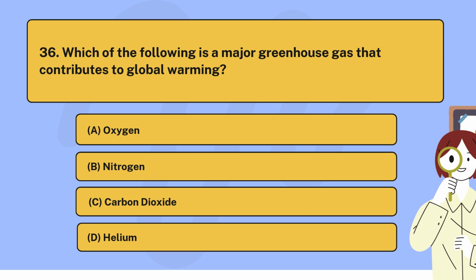Question 36. Which of the following is a major greenhouse gas that contributes to global warming? A. Oxygen, B. Nitrogen, C. Carbon dioxide, D. Helium.